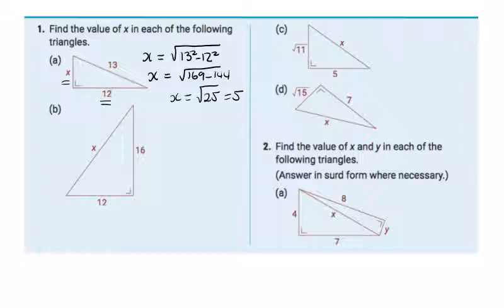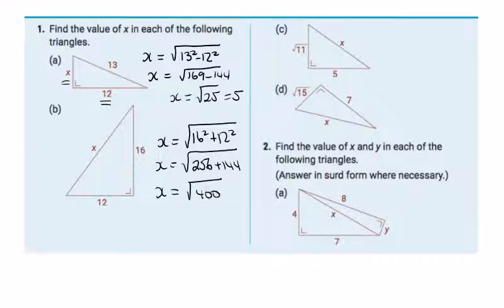This one here, 12, 16, we're looking for the diagonal, so x is equal to the square root of 16 squared plus 12 squared. X is equal to the square root of 256 plus 144. X is equal to the square root of 400. So x is equal to 20.